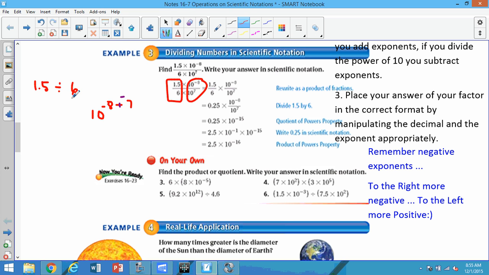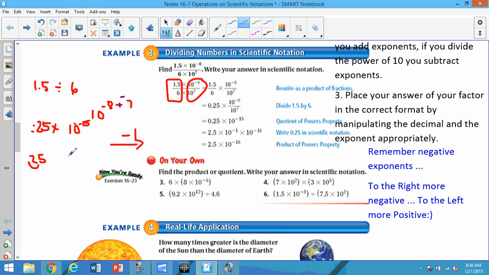So 1.5, I've got to make sure I'm on the right page here, 1.5 divided by 6 gives you an answer of 0.25, okay? Times, that should be a decimal down there, sorry. 10 to the negative 8th plus a negative 7 is 10 to the negative 15th, okay? So I need to move my decimal over again because it's over here, 0.25, and I need to move it to the right. And to the right, when you're dealing with negative exponents, is minus 1. So going to the negative. So if you move it 5, it's minus 5, etc.